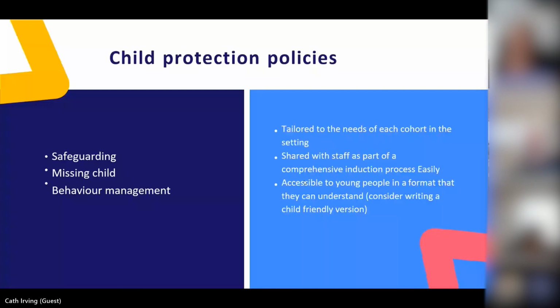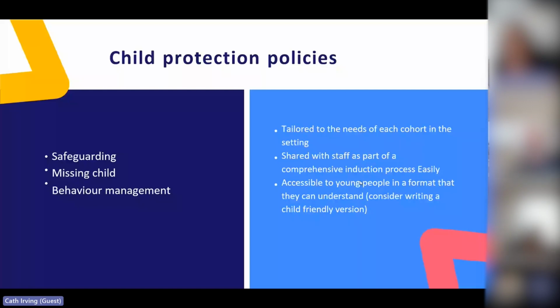So our child protection policies, we're going to be going on to consider these first. The DfE guidance includes within this the safeguarding policy, the missing child policy and the behaviour management policies. All of your policies need to be tailored to the needs of the cohort within your setting, and they need to be shared with staff as part of a really comprehensive safeguarding induction process, and we'll talk about that later. All of your policies and procedures need to be accessible to young people as well.